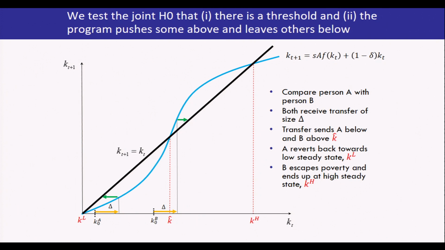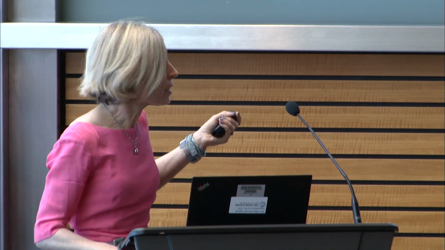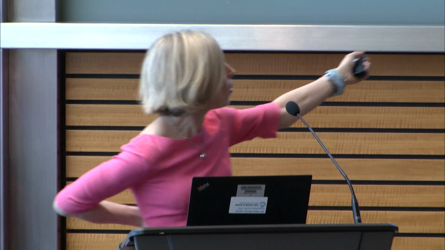We can only test the joint hypothesis that there is a threshold and that the transfer is big enough to push somebody above and yet small enough for other people. It could be that there is a threshold, but the transfer is enormous, so everybody goes past. We wouldn't be able to detect the trap. And vice versa, if the transfer was very little, we wouldn't be able to detect the trap either. So it's a matter of being a bit lucky.